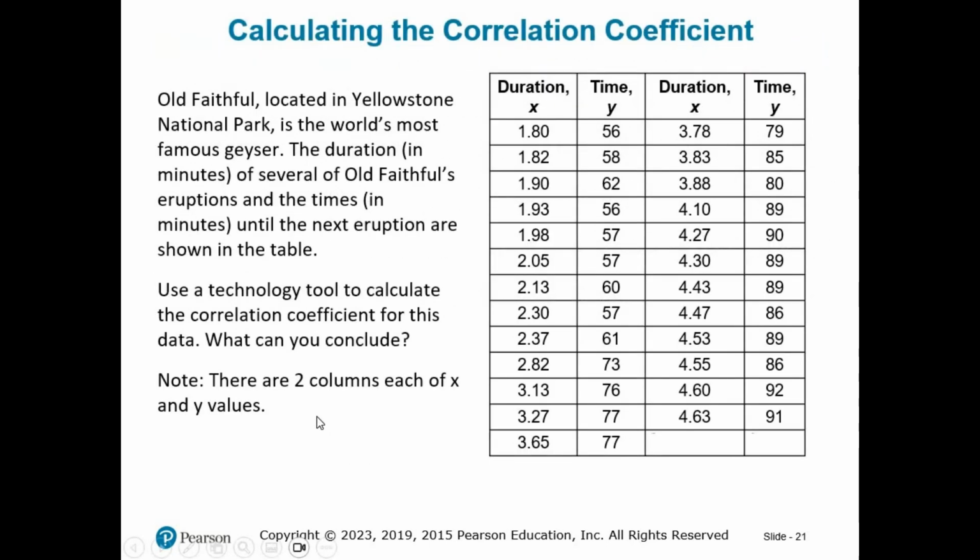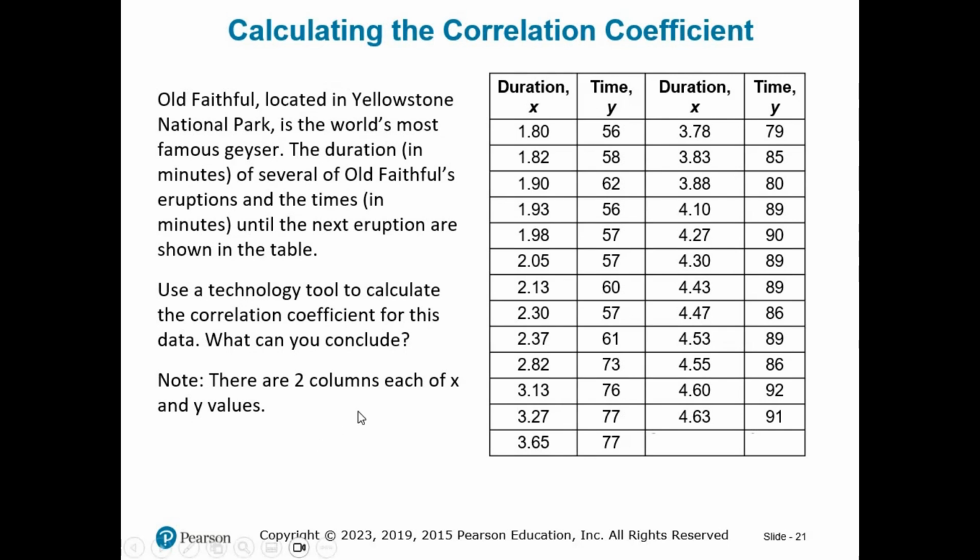Okay, here is the problem we're working with. Old Faithful, located in Yellowstone National Park, is the world's most famous geyser. The duration in minutes of several of Old Faithful's eruptions and the times in minutes until the next eruption are shown in the table. Use a technology tool, you're going to use a calculator, to calculate the correlation coefficient for this data. What can you conclude?